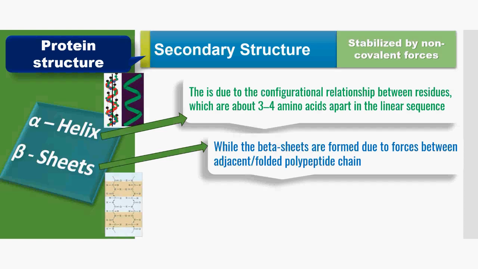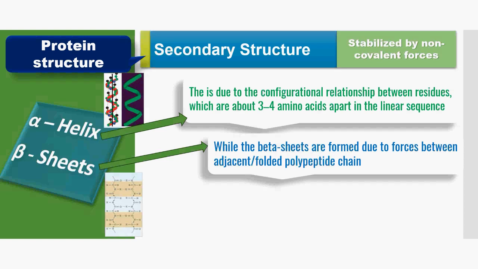So between each amino acid and the 3rd or the 4th amino acid you can have hydrogen bonds between the functional groups, or beta sheets between 2 adjacent or close polypeptide chains, or the same chain after being folded back to itself. So these are the beta sheets.